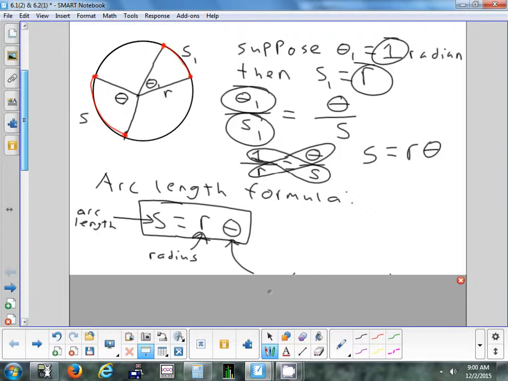Okay? So that means when we use this formula, the angle has to be in what? Radians. Yep, it has to be in radians. Okay? Can't use this formula with degrees.